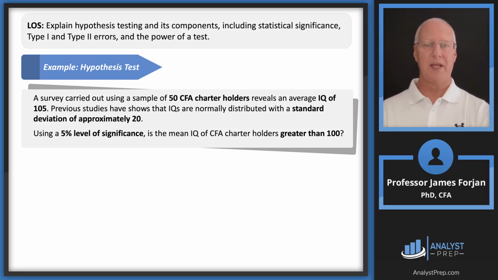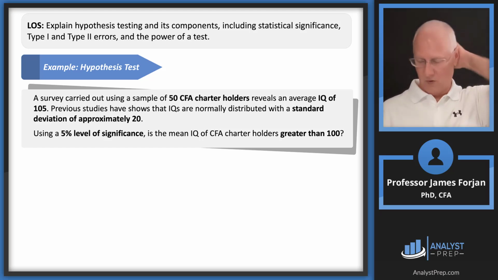So 50 CFA charter holders, average IQ of 105. Previous studies show that IQs are normally distributed with a standard deviation of approximately 20. All right, so at 5%, is the mean IQ of CFA charter holders greater than 100?